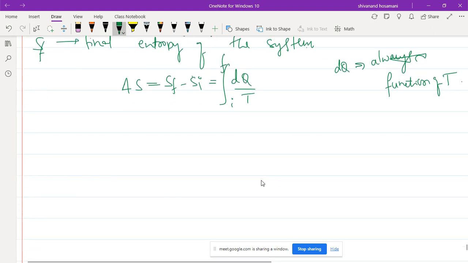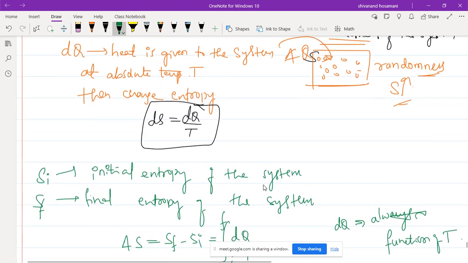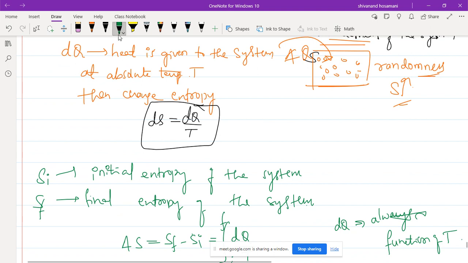So the unit of entropy: heat has the unit of joule, temperature is in Kelvin, so joule per Kelvin is the unit of entropy.